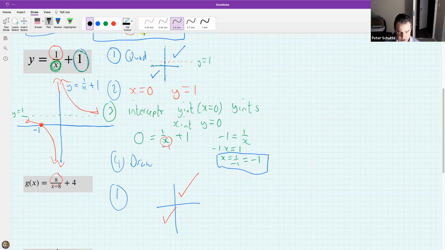Okay, second question. I want you to write down what are the equations of my asymptotes. And I'll give you a hint. For the y equals 1, look here. For the x equals 1, look here. So what are the equations of my asymptotes?